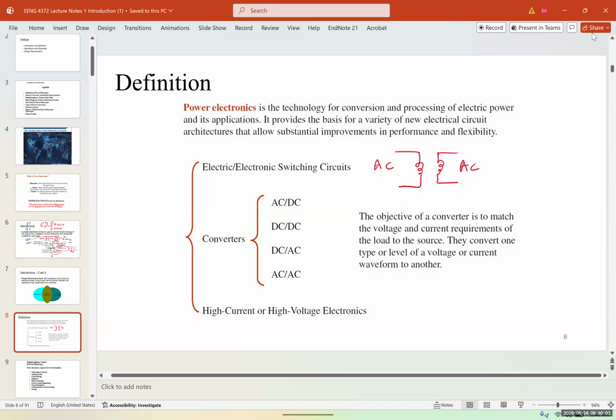But in power electronics, what we mainly are focused on in AC to AC converters is frequency change, which transformers cannot do. Transformers can only convert one level of voltage to another. So we have step down, step up. But in power electronics, you have to first convert AC to DC, then invert it back to AC. So it's a difficult task to do that. And finally, we have high current or voltage electronics as well, which are used in different applications like radars, communication systems, and so on.